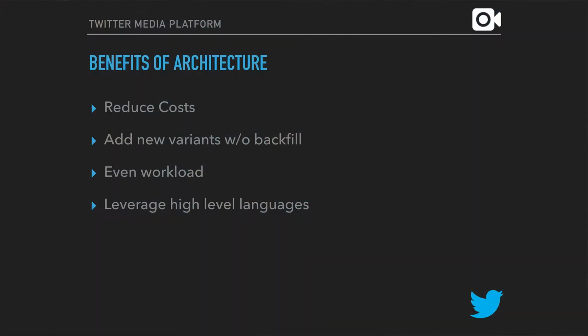So what are the benefits of this architecture I've explained so far? First of all, because we're not transcoding everything all the time, we are able to reduce costs a lot. We have a long tail of user-generated content that gets viewed very little, and it's very likely that some of the variants will just never be requested, and we never transcode those. So this helps us a lot on compute, storage, and egress costs.